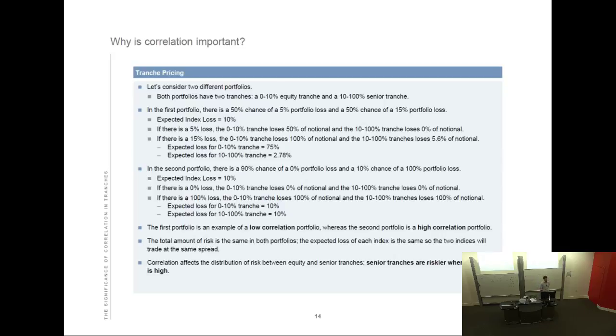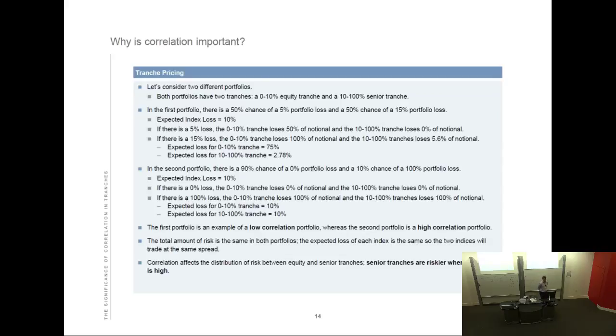The expected loss is exactly the same as in the first one, 90 times 0 plus 10 times 100. So the index would trade at the same level as the first portfolio, but let's go through the scenarios for the tranches. If there's 0% portfolio loss, both tranches will of course take no losses. But if there's 100% portfolio loss, both tranches will take full losses. So both tranches actually have the same expected loss of 10%.